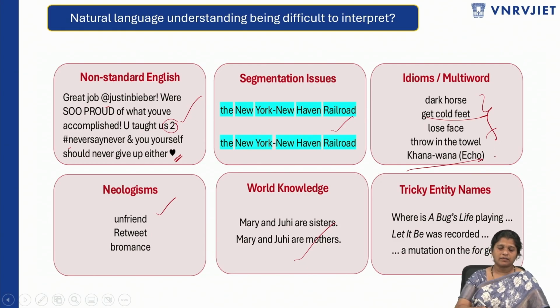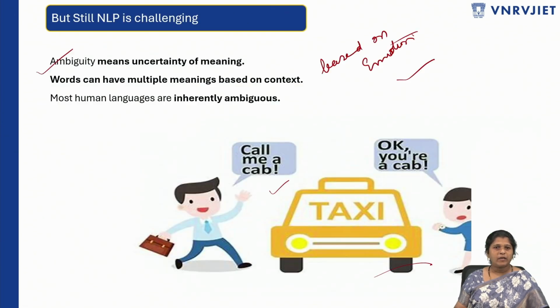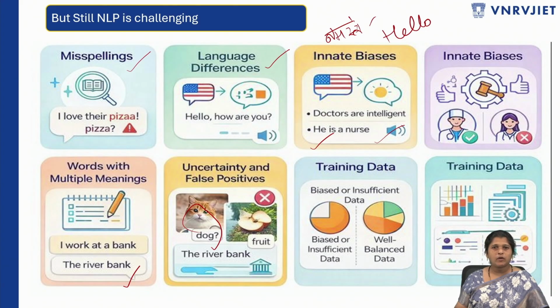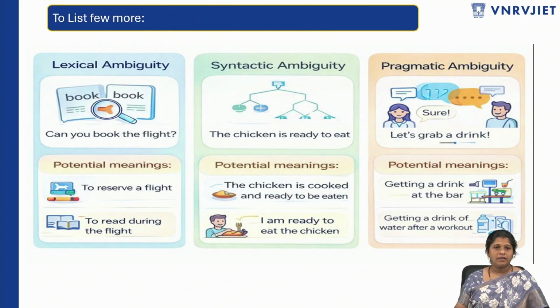syntax. So such things, because of the usage of ambiguity, language constructs, neologisms, word knowledge, segmenting issues, idioms, because of lexical ambiguity, because of spelling issues, because of language differences, because of biases, because of common language usage, because of words with multiple meanings, because of false positives, because of training losses and all these things, still NLP stands as a challenging issue.